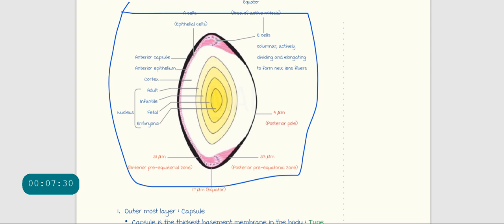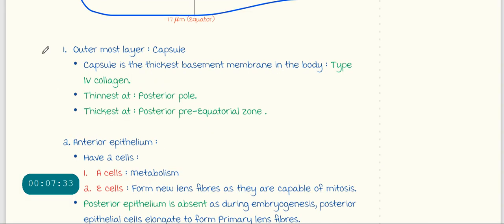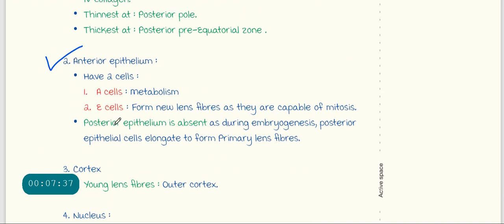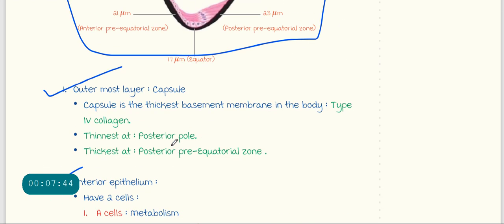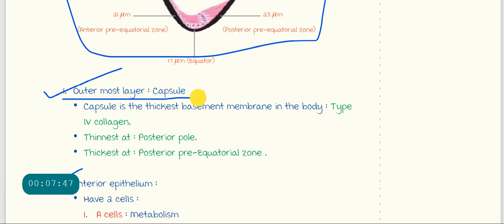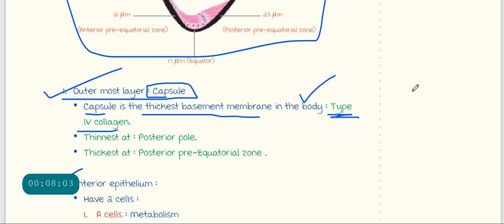What are the layers of the lens? There are basically 4 things: the outer layer, the anterior epithelium, the cortex, and the nucleus, which is divided into 4 zones. Let us study the outermost layer, also called the capsule of the lens. The capsule is the thickest basement membrane in the body, and it is made up of type 4 collagen. Very important, type 4 collagen.